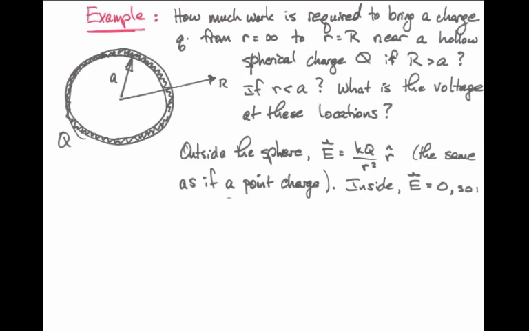Outside the sphere, the electric field from the sphere looks as if it was a point charge. It is equal to k times capital Q over r squared, where r is always the distance from the center of this ball out to some location. Inside the sphere, of course, the electric field is 0.